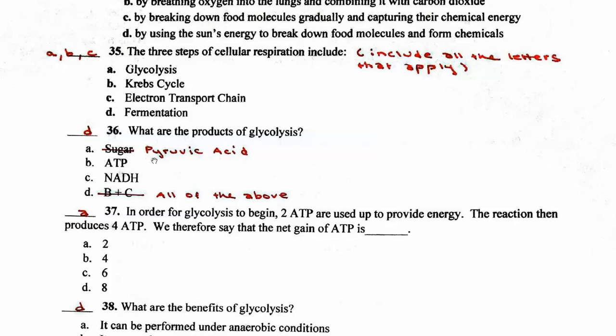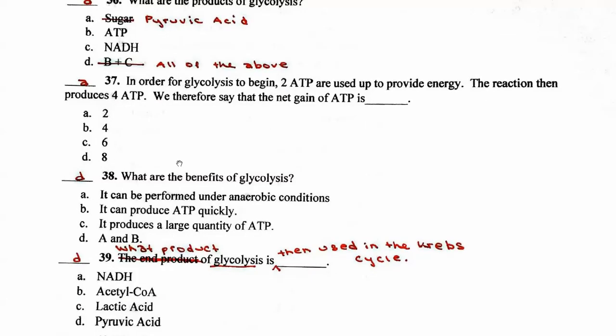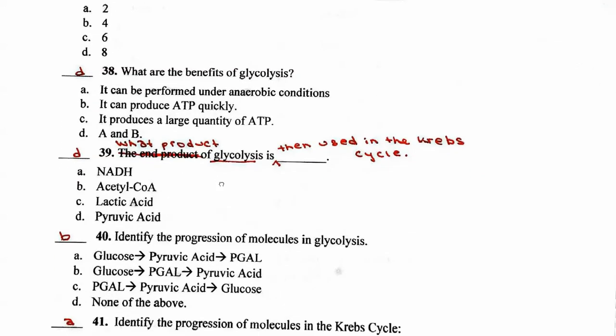Well, it's all of them. You have pyruvic acid, you have ATP that's produced, only 2 though, and then you have NADH because it's removing electrons. In order for glycolysis to begin, 2 ATP are provided, which then produce 4, so the net gain is 2. What are the benefits of glycolysis?